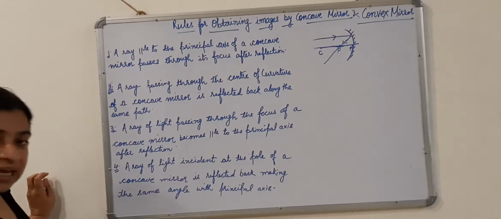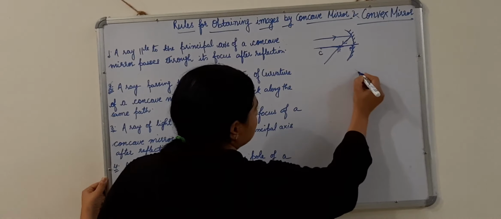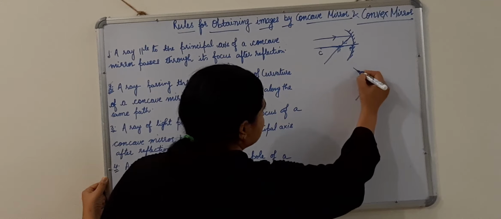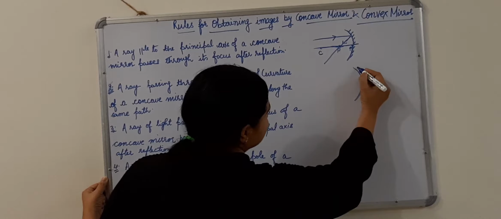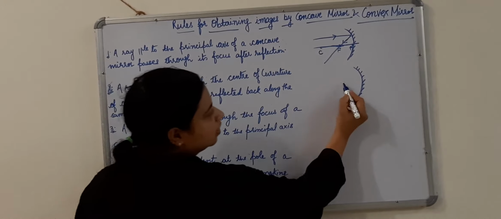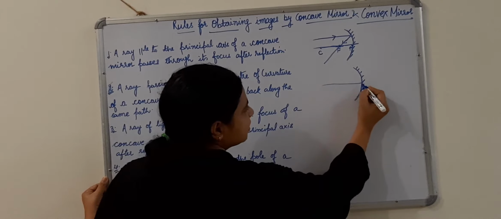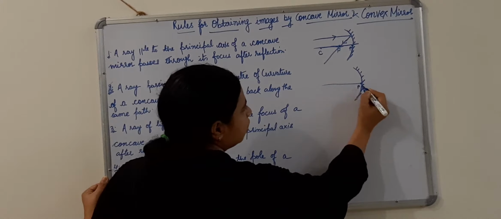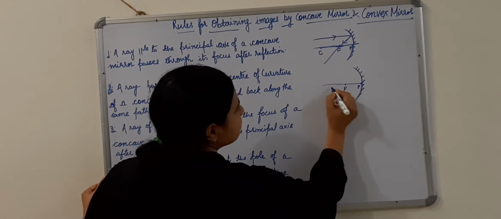Second rule says, again we are talking about the concave mirror. So second, concave mirror: this is the reflecting surface, this is the polished surface. The reflecting surface is curved inward and this is our principal axis. The center of the mirror is called pole. This is called our focus. This is called our center of curvature.